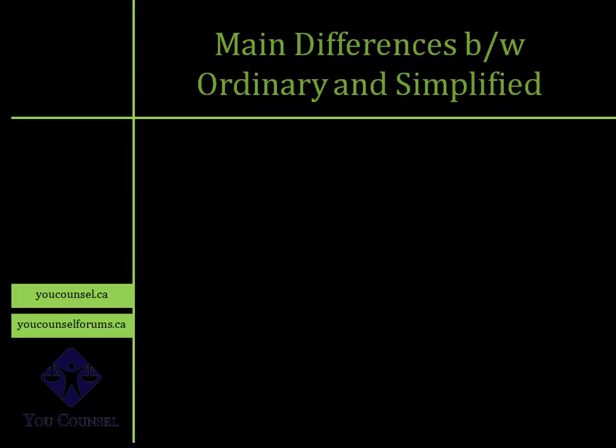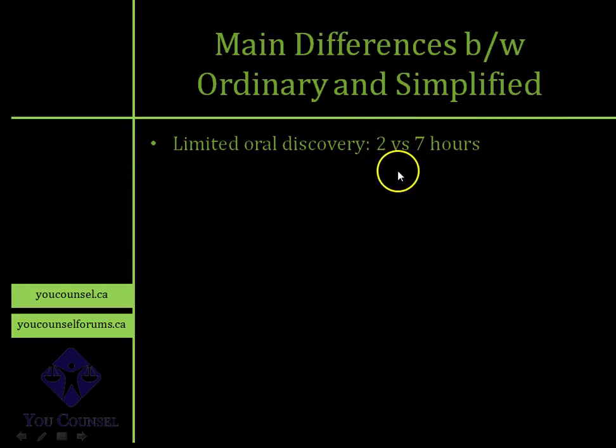So what are the main differences between ordinary and simplified procedure? We'll discuss some of the main differences. Number 1, the simplified procedure limits the number of hours that are available for oral discovery. In an ordinary procedure, you have up to 7 hours to examine each party. So for every party, you can have 7 hours to conduct your oral examination for discovery. In simplified procedure, those hours are limited to 2. So it's an important difference with respect to oral discovery.